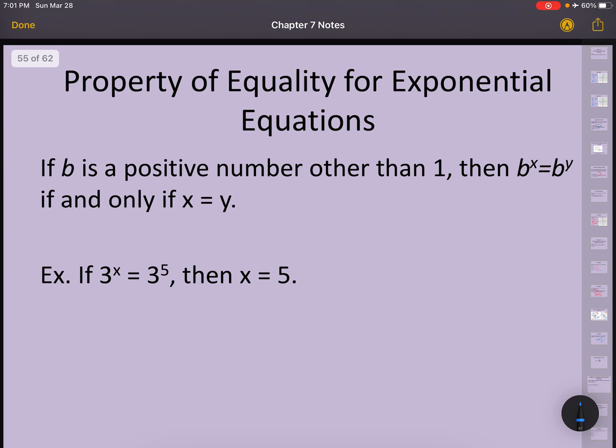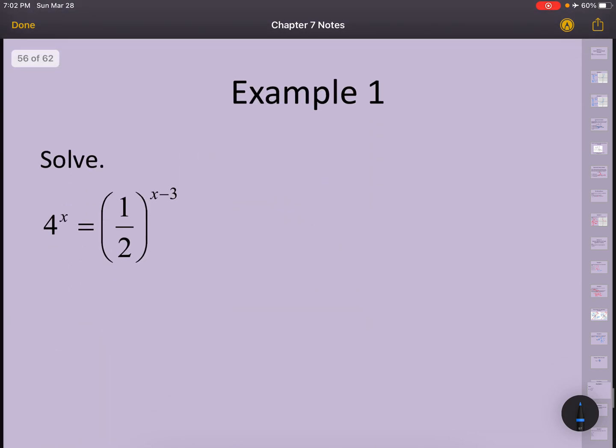The property of equality for exponential equations: if b is a positive number other than 1, then base b to the x equals base b to the y if and only if x equals y. So for example, if 3 to the x equals 3 to the 5th power, since we both have the same base of 3 and they're set equal to one another, then x has to be 5.